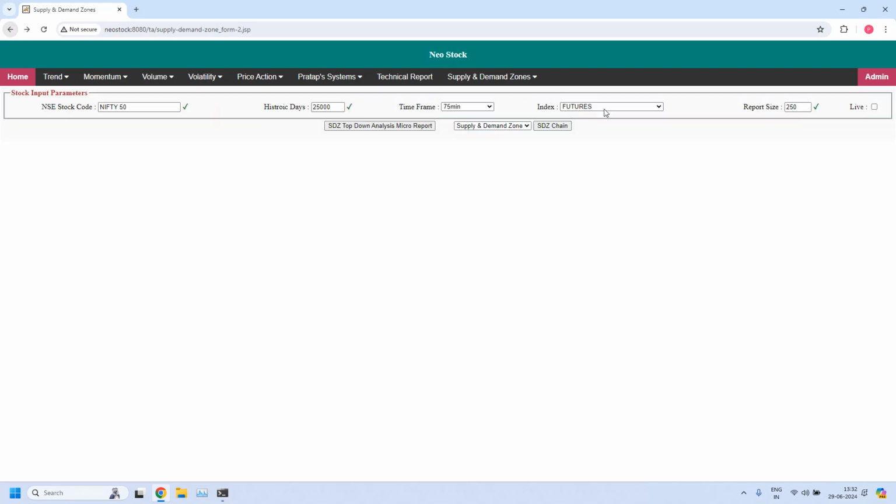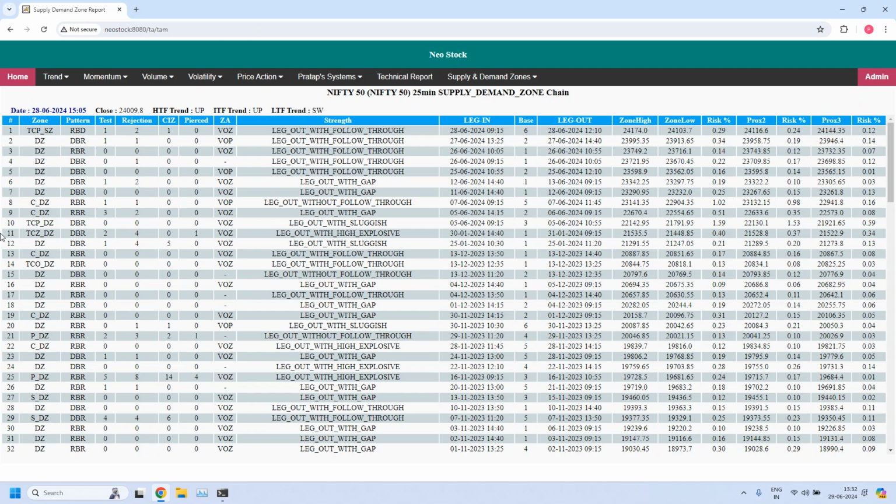Okay, next I will generate the report, supply demand zone chain for 25 minutes time frame. So in 25 minute zone, one zone is created. This is a high liquidity zone. This is a high liquidity supply zone. Only one supply zone is there. It is high liquidity, already tested once, and 2 rejections on Friday.